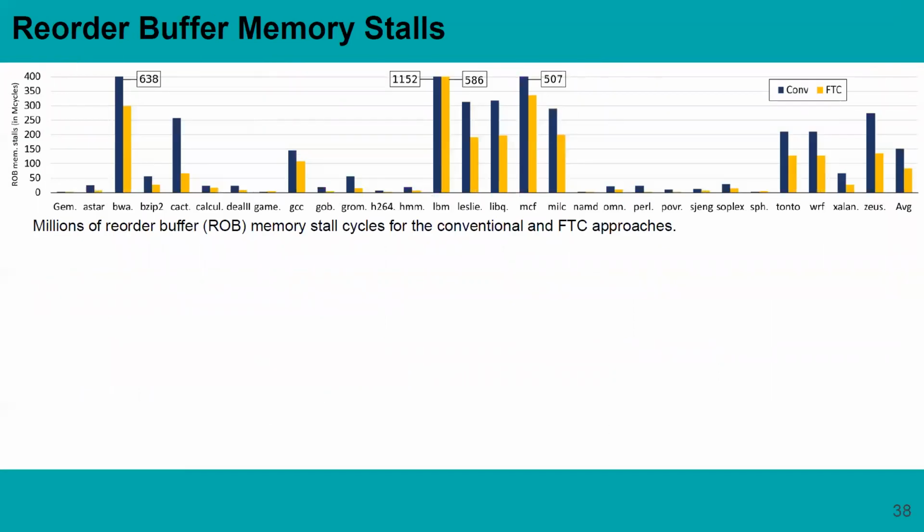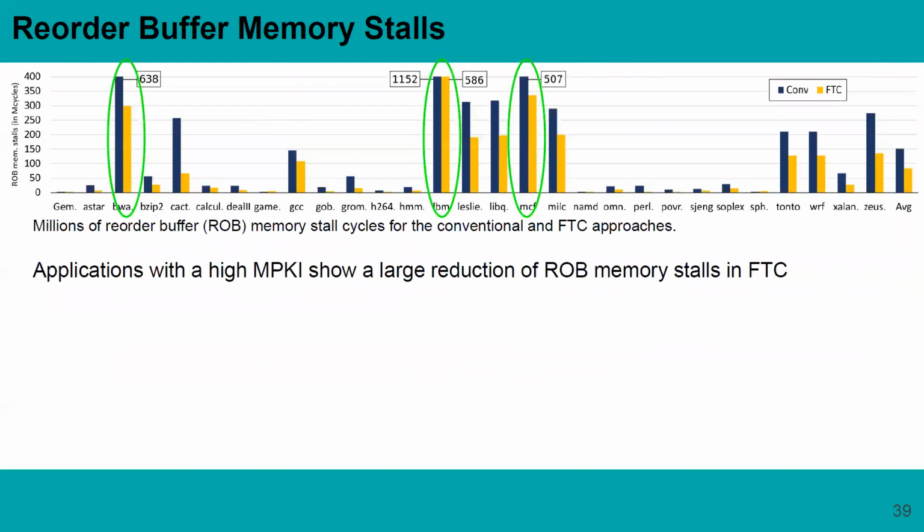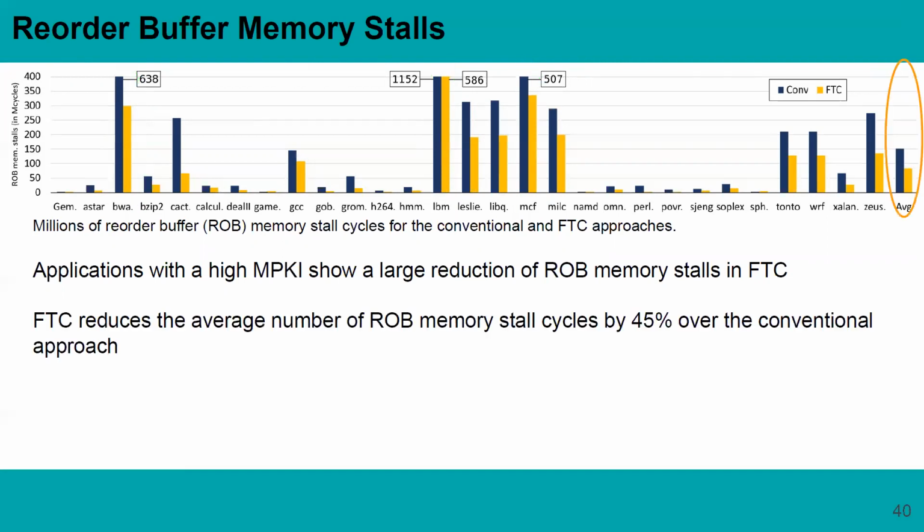This figure quantifies the memory stall cycles in the processor reorder buffer. As expected, these results are highly correlated with the previous MPKI numbers. In particular, applications with a high MPKI show a large reduction of raw memory stalls in FTC. On average, FTC reduces the number of raw memory stall cycles by 45% with respect to the conventional approach.